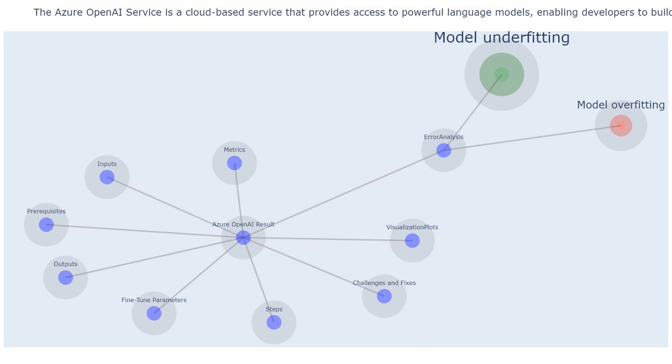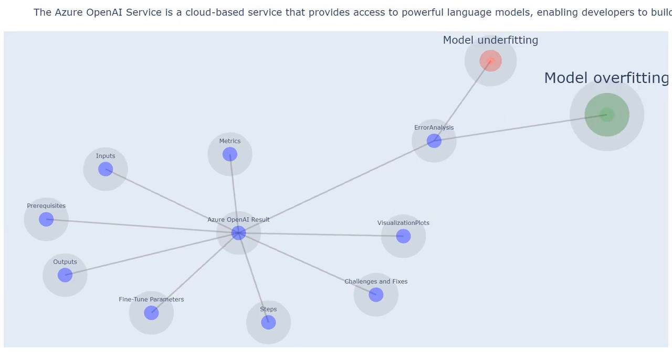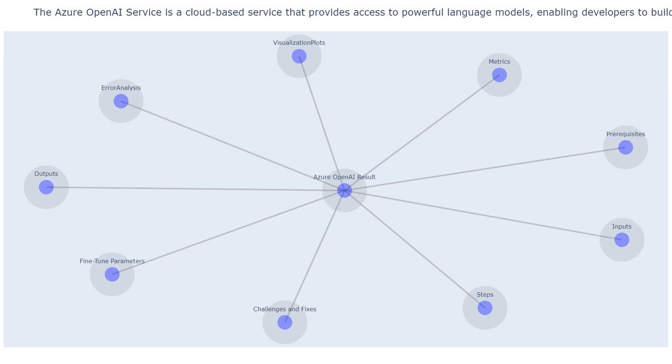Model underfitting occurs when the model is not sufficiently complex to capture the patterns in the training data, resulting in poor performance. Model overfitting happens when the model learns the training data too well, leading to poor generalization and performance on unseen data. Challenges and fixes.